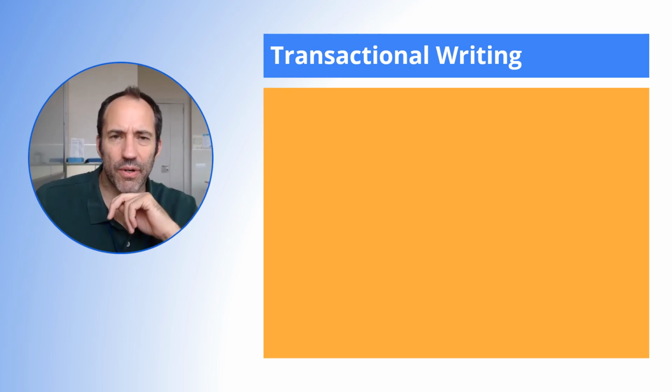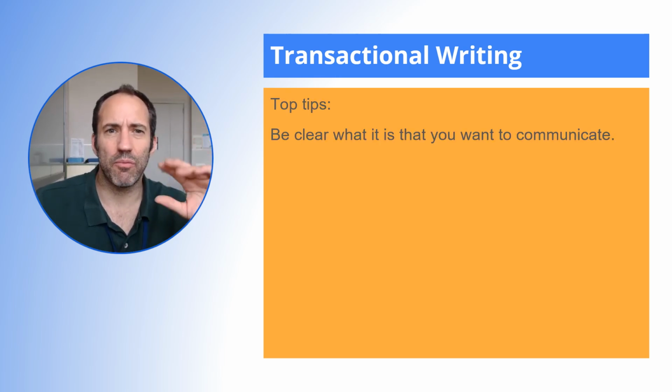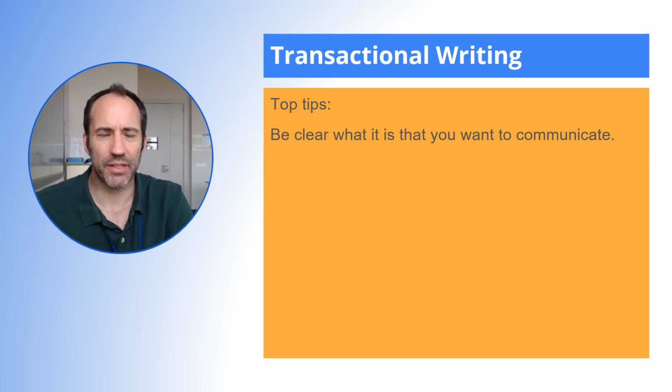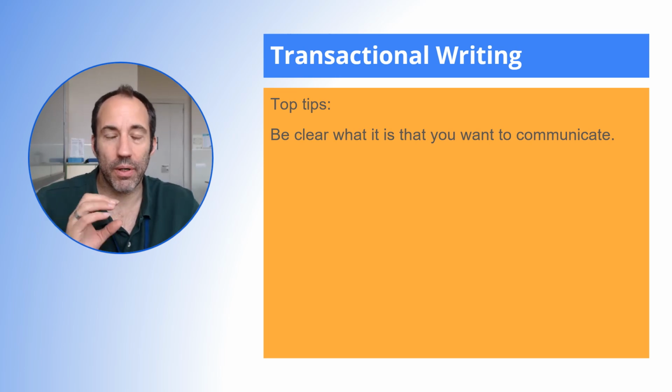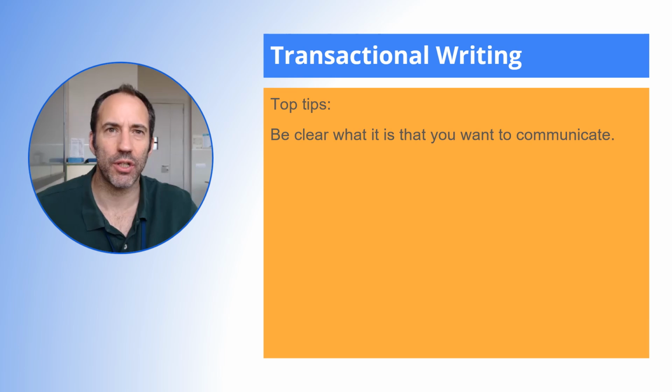Finally, for the transactional writing, question 6 or 7, you'll have that choice of 2. You've gone through this over and over and over in class. So here are my top tips, if you like. Number 1, be really clear what you want to communicate. If they ask you to write about a dream destination, what is it that you want to communicate? How wonderful this place is, why we should go there.